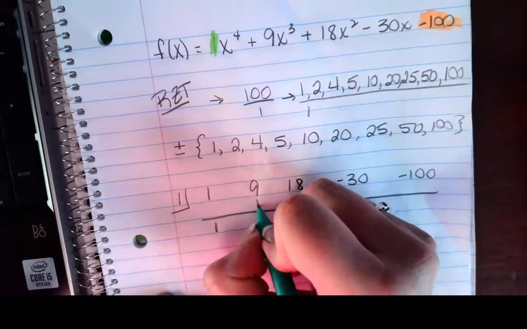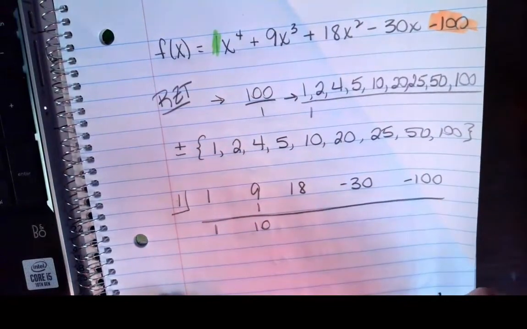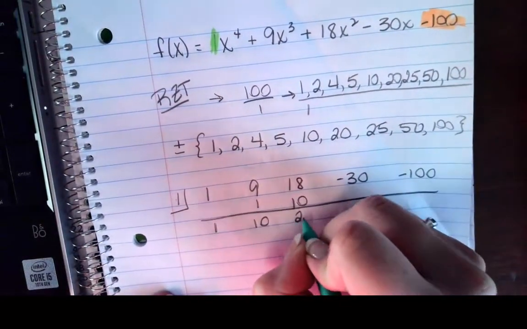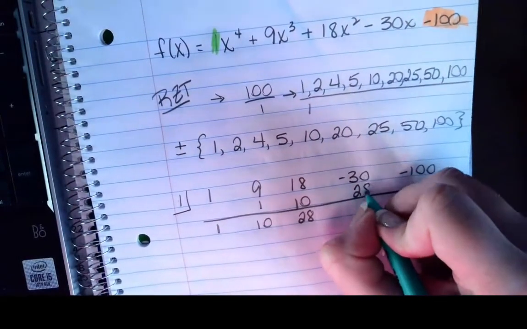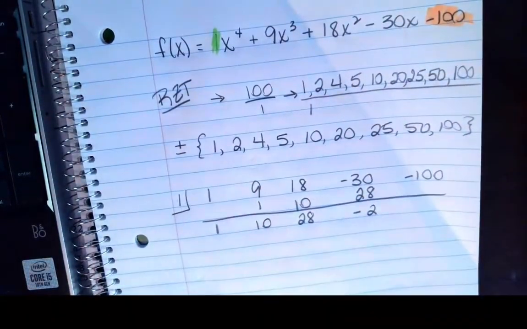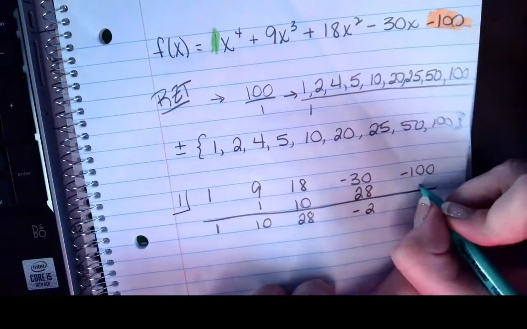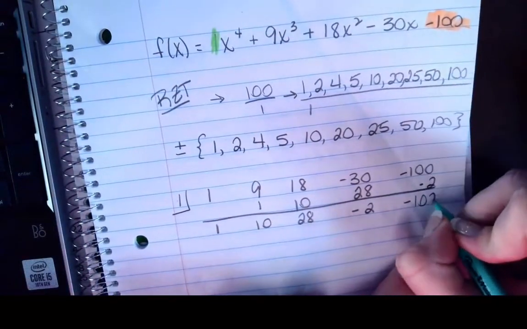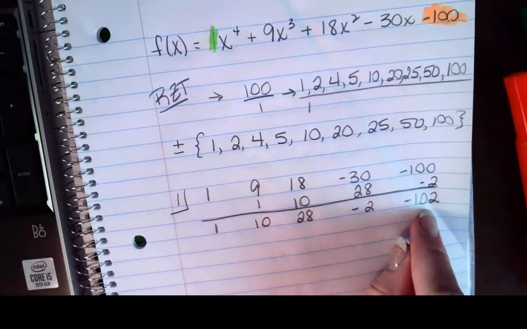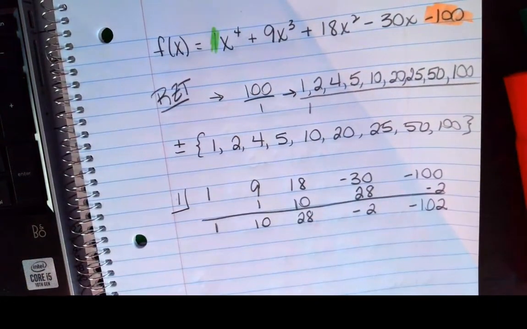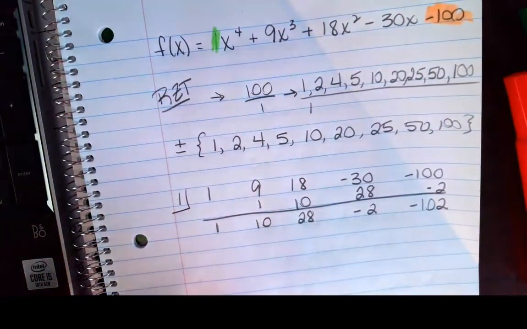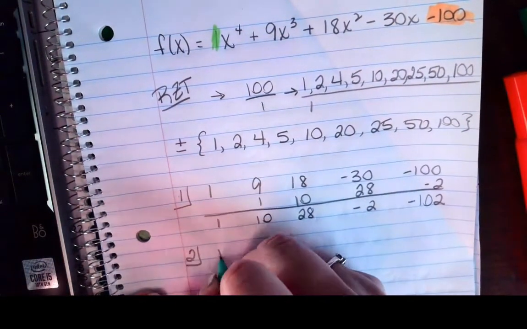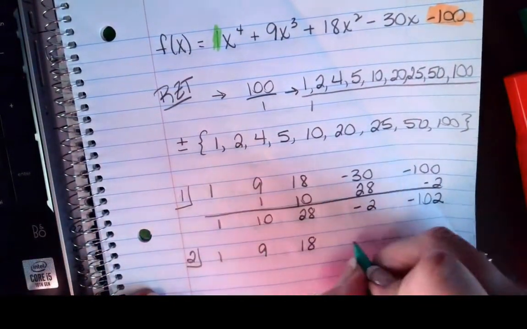So 1 times 1 is 1. That gives me a 10. 1 times 10 is 10. That gives me a 28. 1 times 28 is 28. That gives me a negative 2. 1 times negative 2 is negative 2. That gives me a negative 102. That's not a 0. That's not a solution. Okay, so I'm just going to keep going till I find 1. 1 did not work. Let's move on to 2.